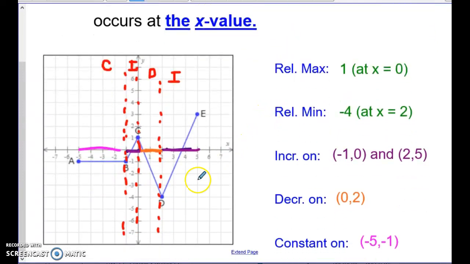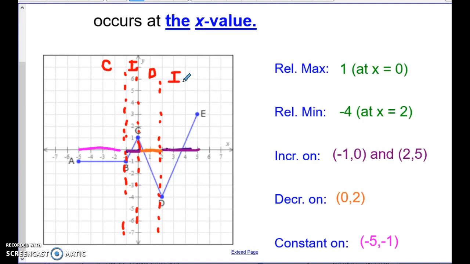So here's a graph, and it's going all different directions. What I like to do is draw some vertical lines to separate the sections. Anywhere there's a change in direction, I want to draw a vertical line to get distinct intervals. Then I start over on the left and read forward and tell myself what's happening. It's constant here, so I put a C. This next little section, it's increasing, I. Then it goes down, so D for decreasing. The next section, it goes up, so I listed it as an increasing section.